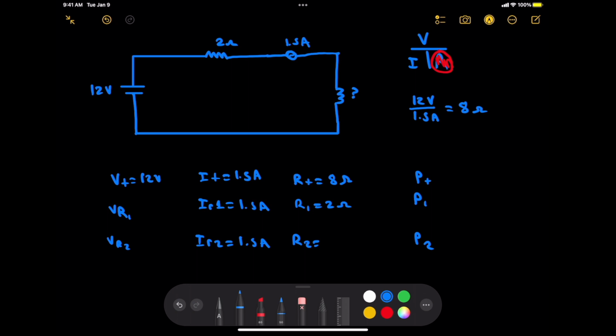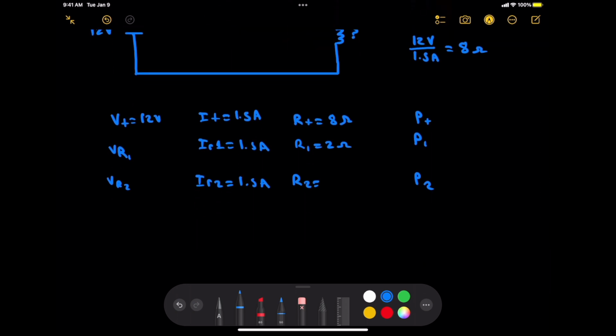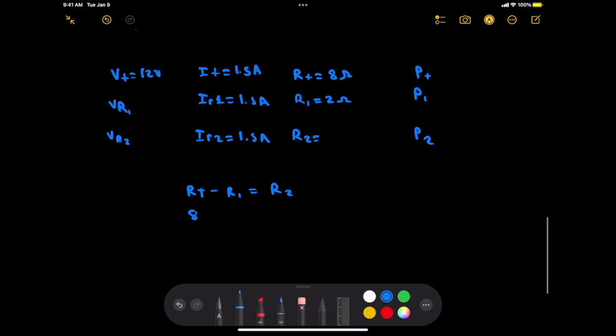And now, from this, we can find R2. We know that we have 2 resistors, and one of the resistors' values is 2 ohms. So we take our resistance total, RT, and subtract R1 to get our R2 value. So it's going to be 8 ohms minus 2 ohms, and it's going to be equal to 6 ohms for our R2 value. 6 ohms.